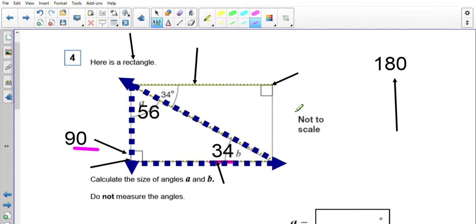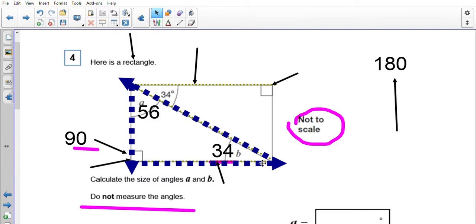A couple of things. Where it says not to scale and where it says do not measure the angles means that this is a reasoning task, not a measuring task. These kind of diagrams will have been specifically drawn so that angle A and B are not actually 56 and 34 degrees. If you measured them, they're not going to be those measurements. So if you actually measured them in a reasoning test, you would get the answer wrong because the question is asking you to reason and work out what the angles are using knowledge of shape rather than your ability to use a protractor. So it's just worth bearing in mind. Look for those bits. If it asks you to measure it, measure it. If it asks you to calculate it, don't measure it.